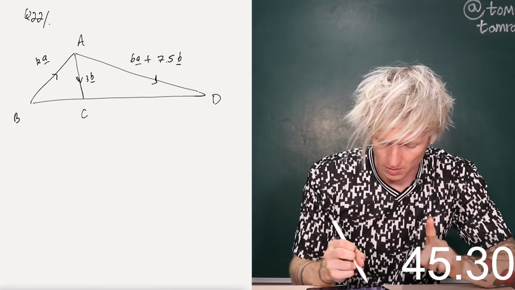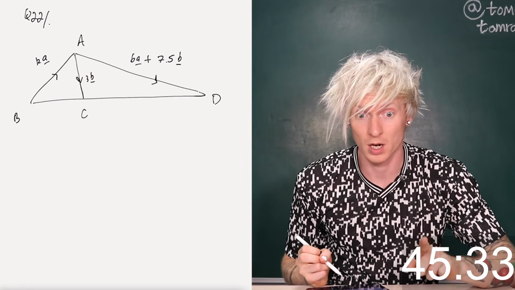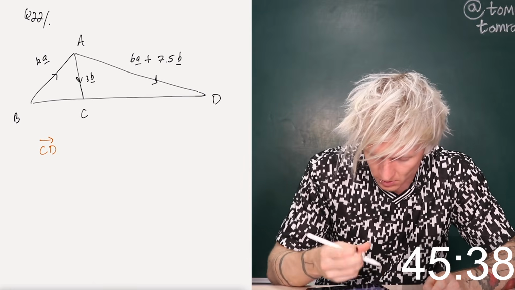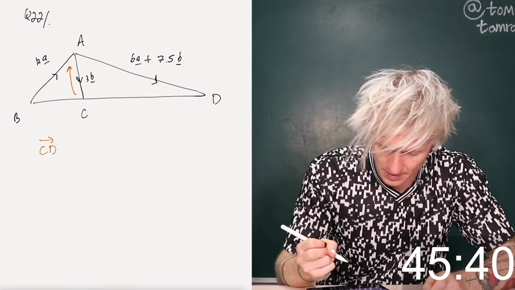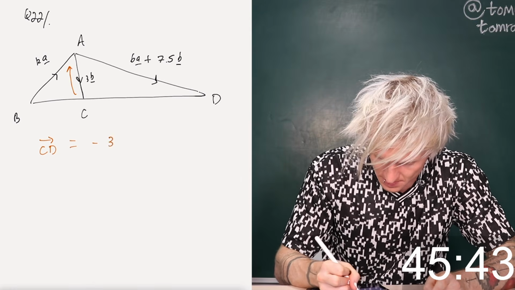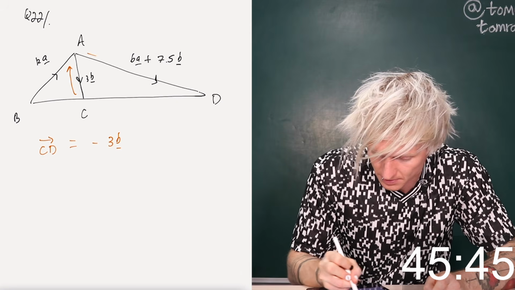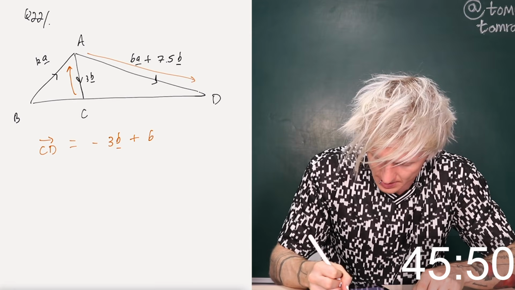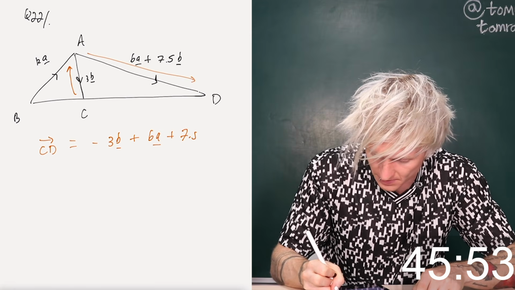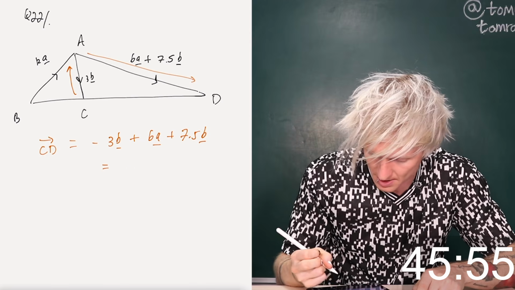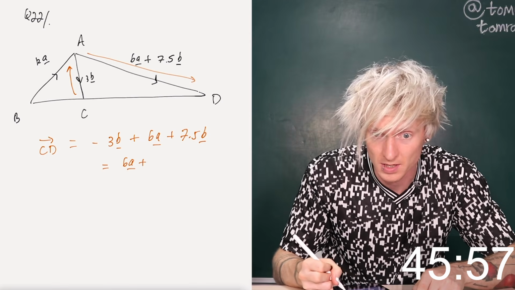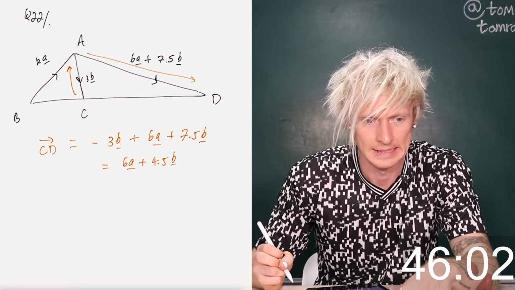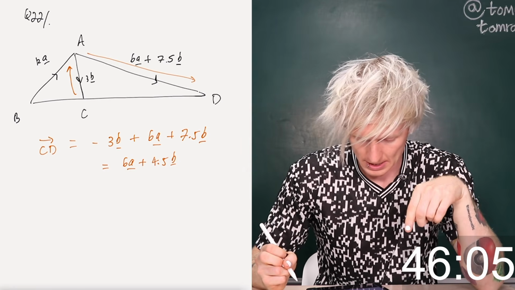So if I want to go from, let's do it in a different color, if I want to go from C to D, I've got to travel minus 3B, and then plus A to D. Okay, so then plus 6A plus 7.5B. So putting that all together, that's going to be 6A plus 4.5B, which was the answer. Hooray! Okay, good. BCD is a straight line.